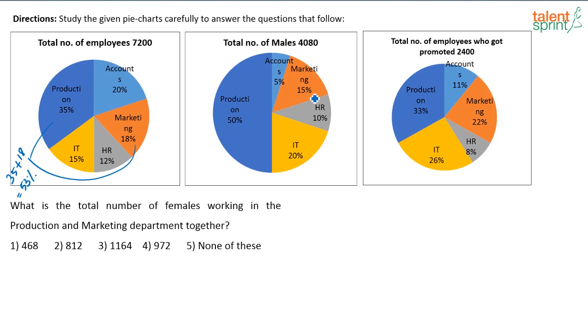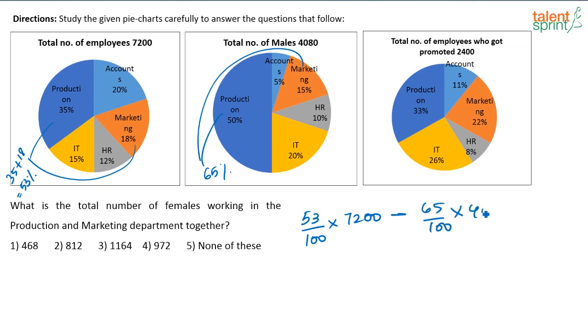Here marketing and production put together is 50 plus 15, 65%, right? Is production plus marketing. So basically what should you find out? You have to find out 53% of 7200, which is the total number of employees in production and marketing, minus the number of male members, 65% of 4080. This will be your answer. So what is it that you get the answer as? 1164. That will be the answer, 1164.